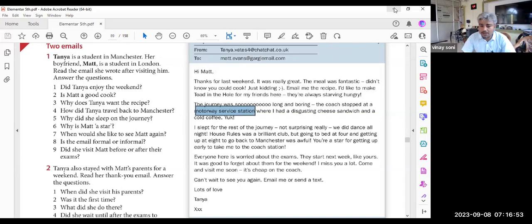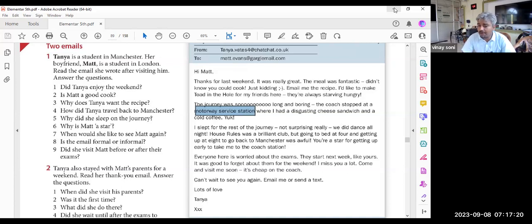We did dance all night. House Rules was a brilliant club. Now, why does she suddenly mention House Rules? Because in the context, it is clear. The club where they went dancing, the dance club that they went to, was House Rules.